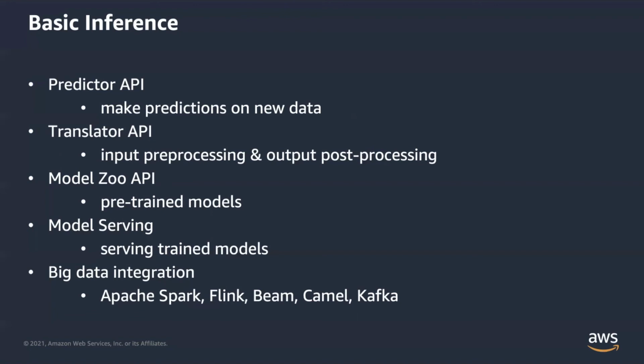So we have the Predictor API to help you make predictions on new data with an already trained model. And we have a Translator API that encapsulates input pre-processing and output post-processing for you. So you can translate your input to something the model can understand, run the model prediction and get the output, and translate the model output to something humans can understand and return it to you.